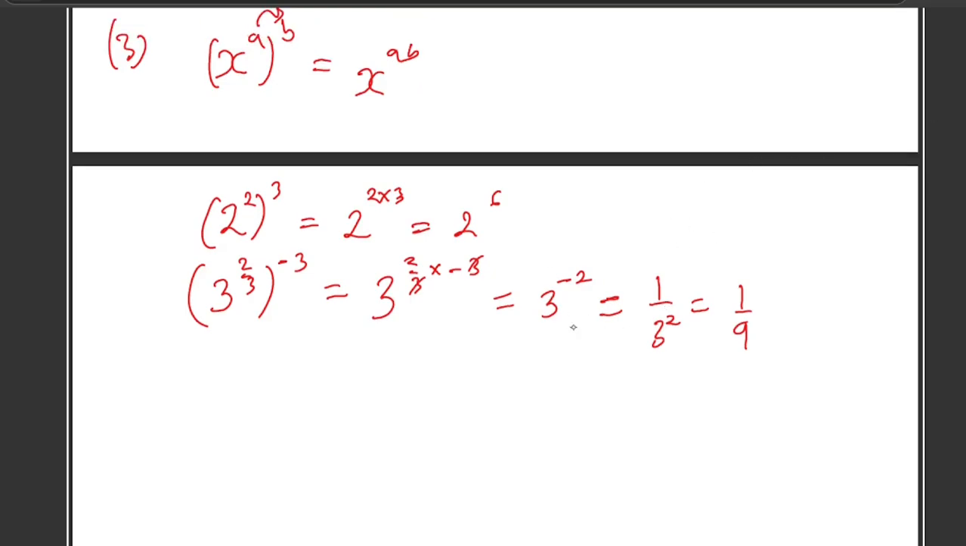This final point, here's 3 to the power of minus 2, how it became 1 over 3 square. There's a law here that will explain that also. When you get there, we discuss it extensively.